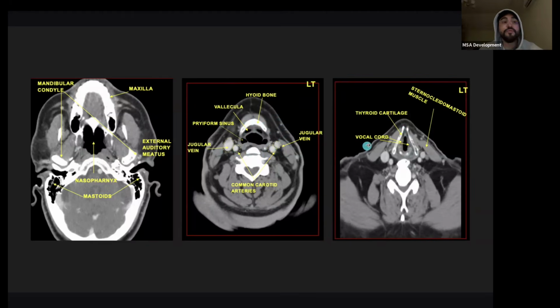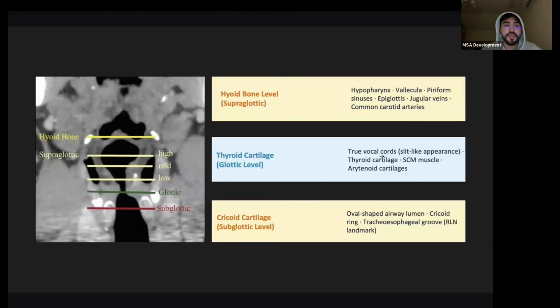Okay, and then you move just below the hyoid. You'll find your thyroid cartilage, your vocal cords, and this big chunk of muscle is called the sternocleidomastoid. Okay, so this is your hyoid bone. Now, areas could be supraglottic, glottic, or subglottic, depending on where the vocal cords are. So at the hyoid bone level, this is the supraglottic area.